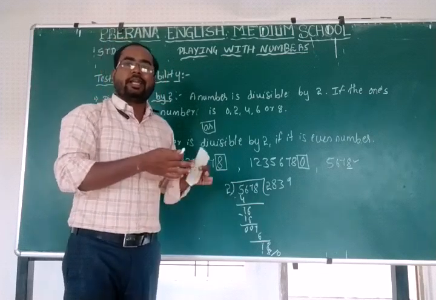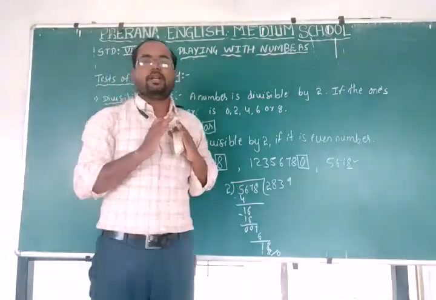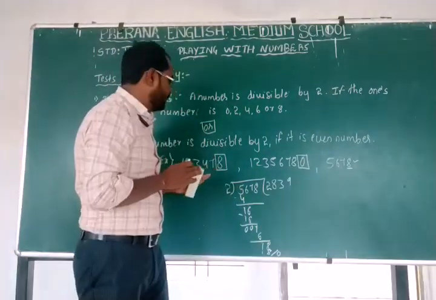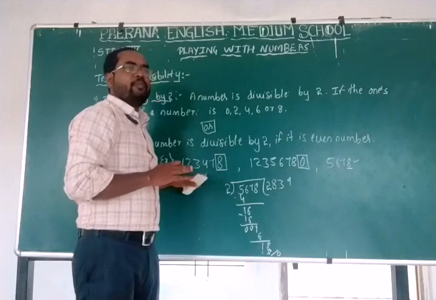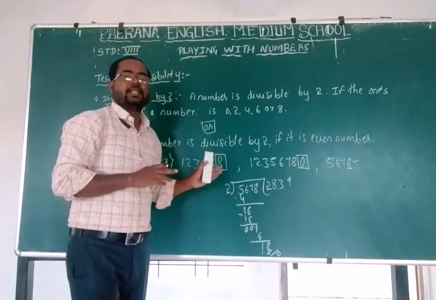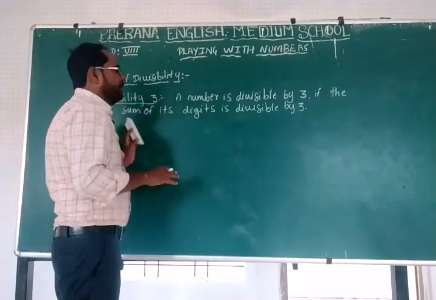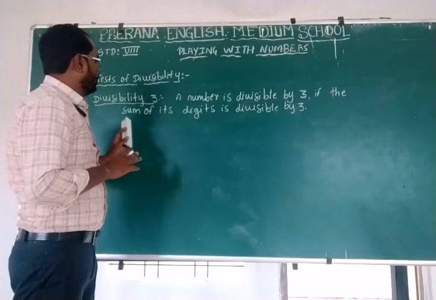Yes. When you get a remainder of completely 0, then you say that number is completely divisible by the given number. So here, very simply, if the units place is an even digit, then that number is completely divisible by 2. Next we will see the divisibility rule of 3.